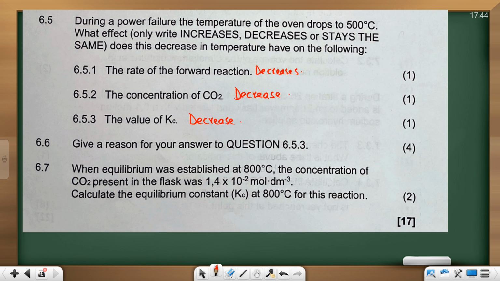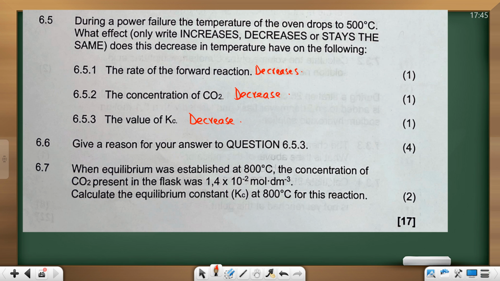Your question? Okay, great. Give a reason for your answer in 6.5.3. It's the same thing that we just did so far here. Can you see that that's my 4 marks there? What would be your reason? If we favor the reverse reaction, what happens? More reactants are formed. Equilibrium would shift to the left.